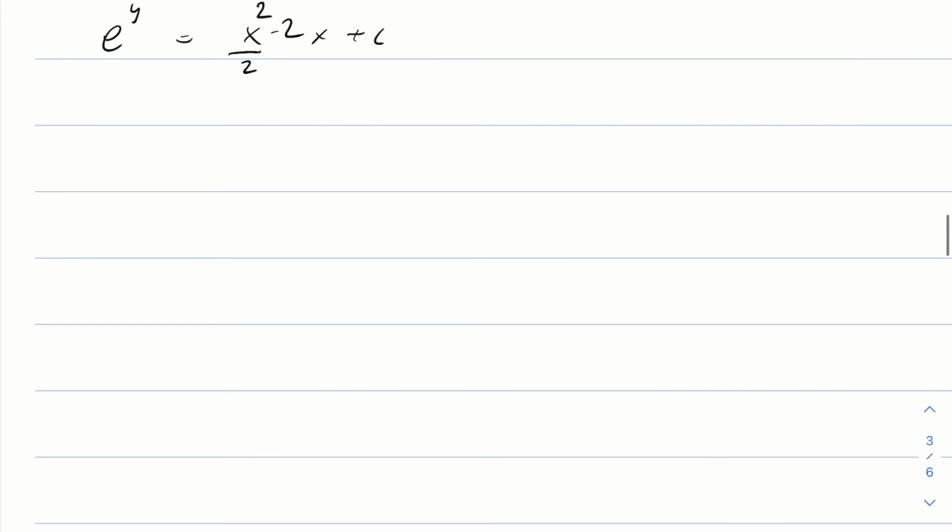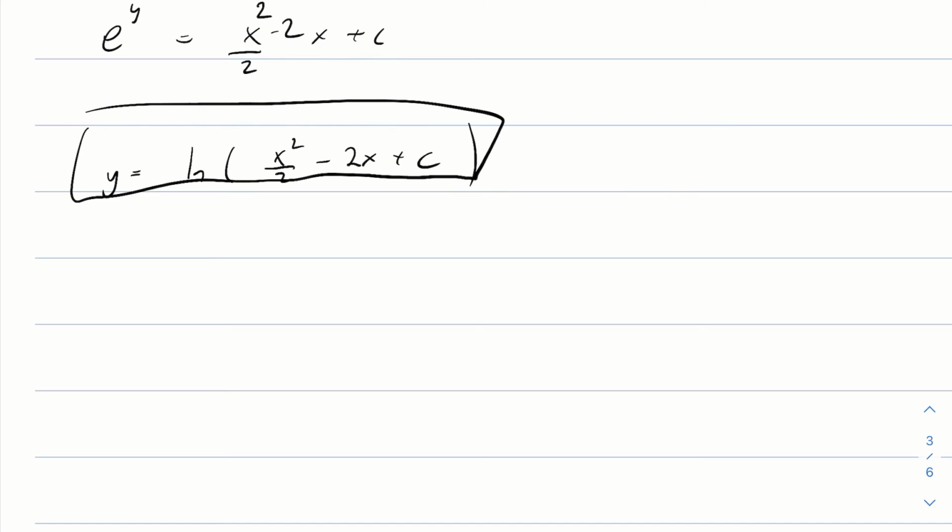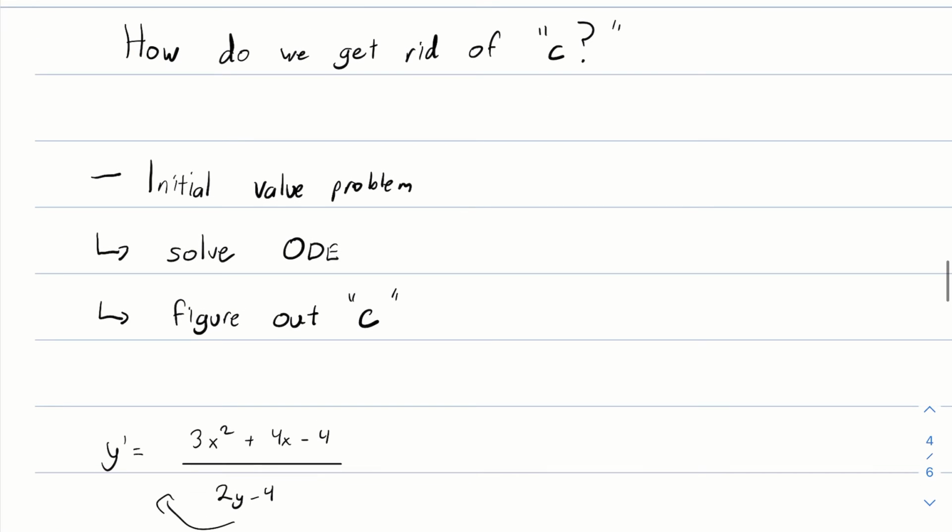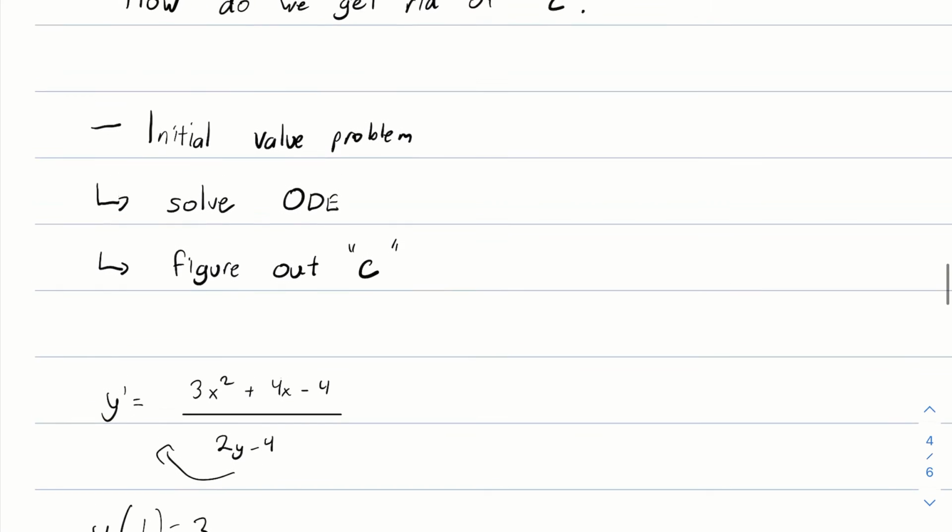Okay, and then to actually get that back into y, we just natural log everything. Y equals ln of x squared over 2 minus 2x plus c. And that's what you get there. So this is great, but a lot of people have problems with constants. So how do we get rid of the c? Well, there's only really one way to do that, and you need something called an initial condition.